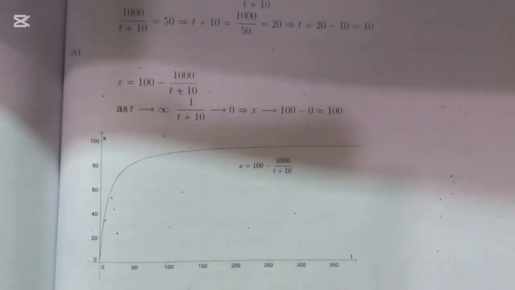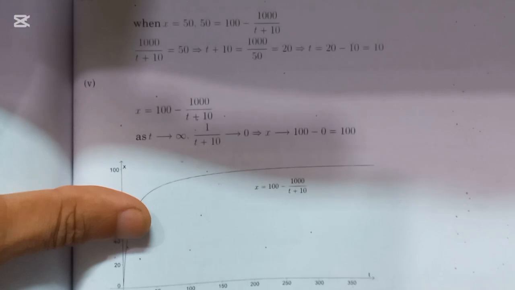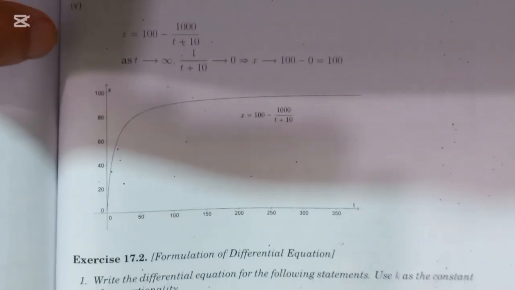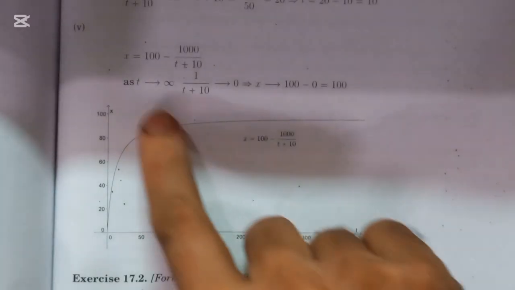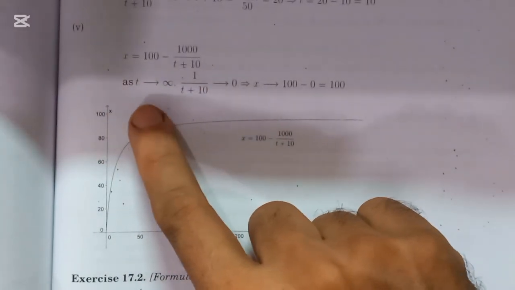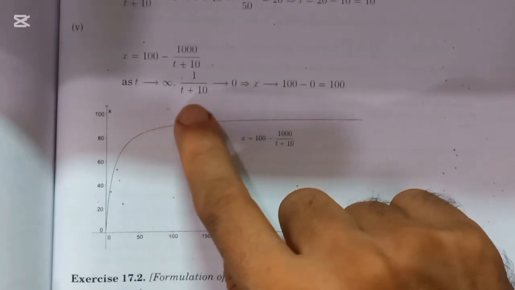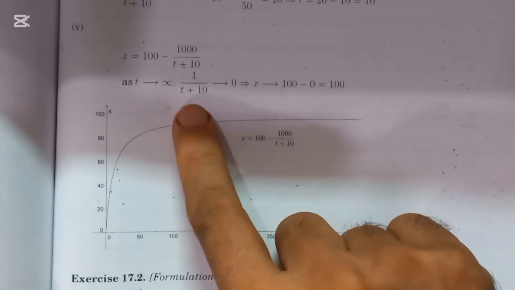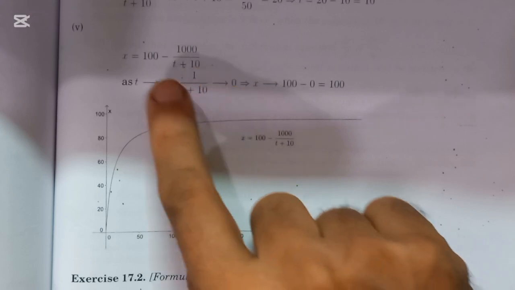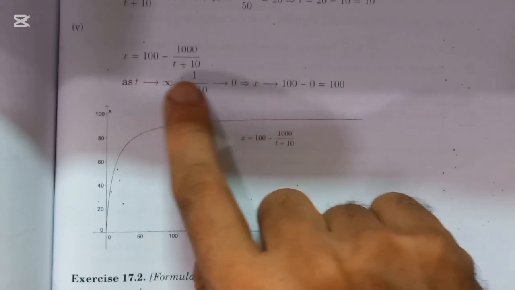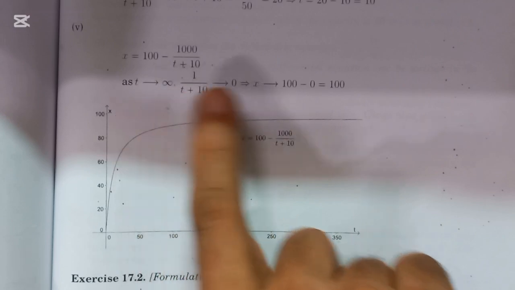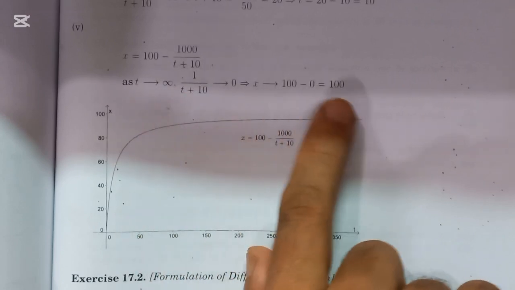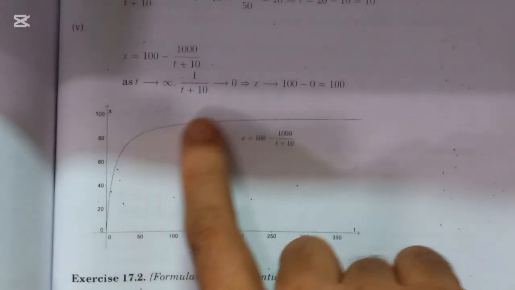So here is the last part now. So here is the equation. When t becomes very large, this denominator factor will become 0. So 100 minus x will be equal to 0, so x is equal to 100. So this will be the answer. From here you can see x is equal to 100, and the graph will be of this shape.